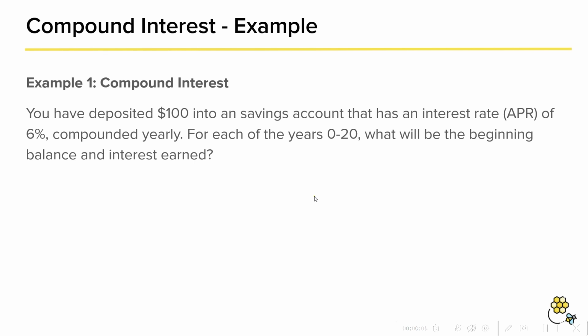Let's do our first time value of money example. You've deposited $100 into a savings account that has an interest rate, or an APR, of 6% compounded yearly. For each of the years 0 through 20, what will be the beginning balance and interest earned?